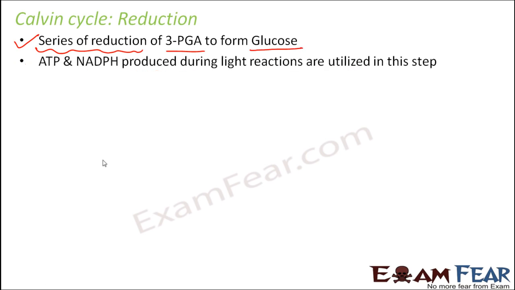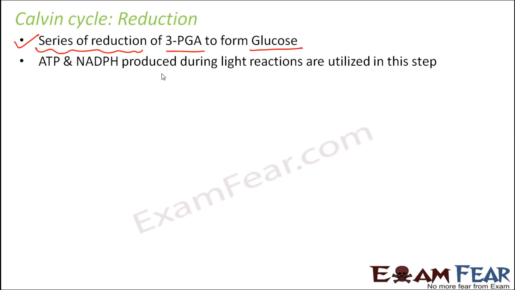So now the next step is reduction. So what happens in reduction? The product which was formed in the first step, that is the PGA, gets reduced to form glucose. So now we will see how this process takes place. It is not only a one-time reduction but a series of reductions takes place so that 3-PGA can form glucose. So let us see how the reduction will happen.